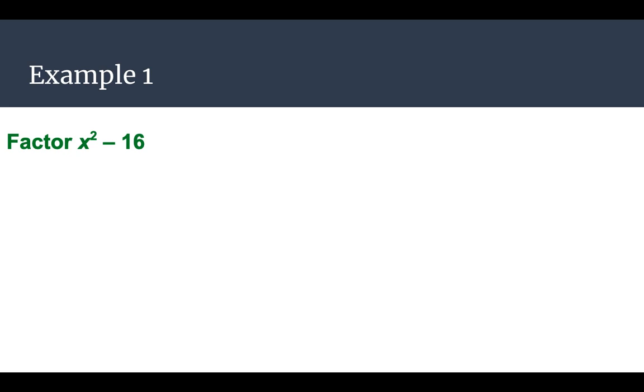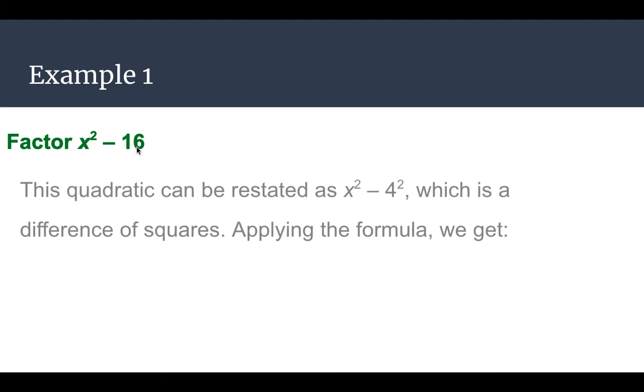Let's take a look at x squared minus 16. These are both perfect squares, right? If I square x, I get x squared. If I square 4, I get 16. So this quadratic can be restated as x squared minus 4 squared, right? Which is a difference of squares. You have two terms that are squares and you're taking a difference. So that's why it's called a difference of squares.